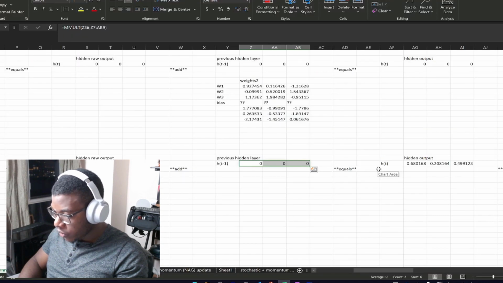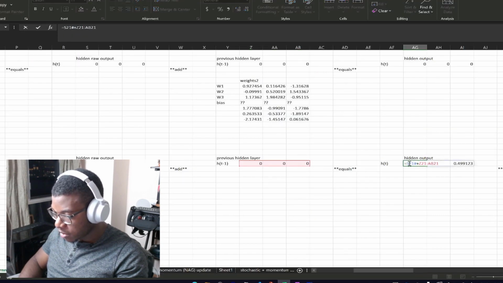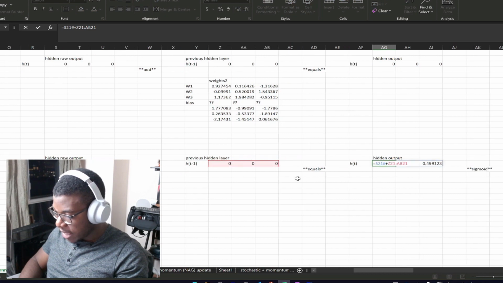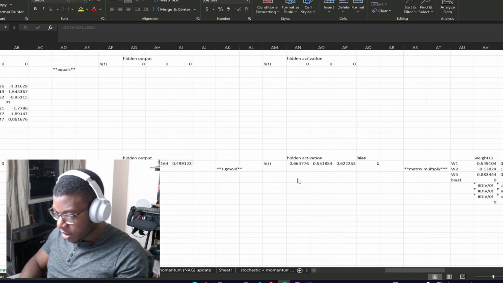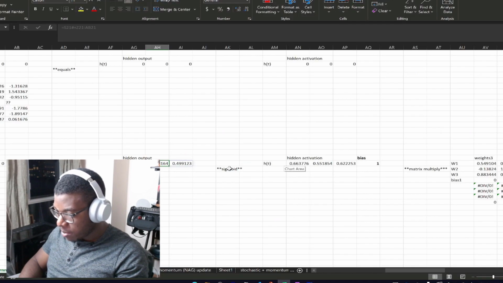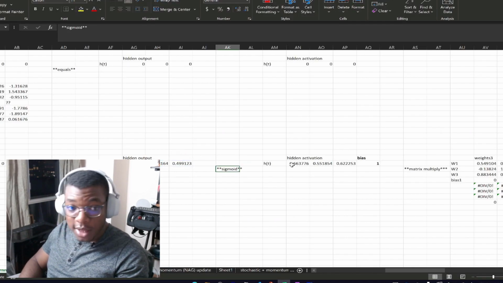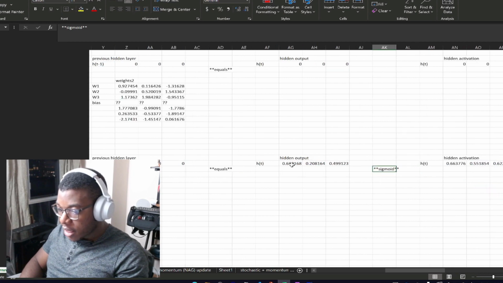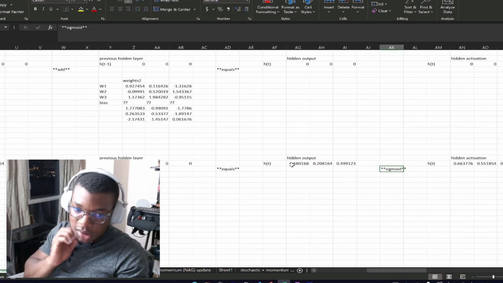And then what we do is we finally add the two of them together. So add that plus that. That gives us our hidden output, 1x3. Then we take that through a sigmoid activation.